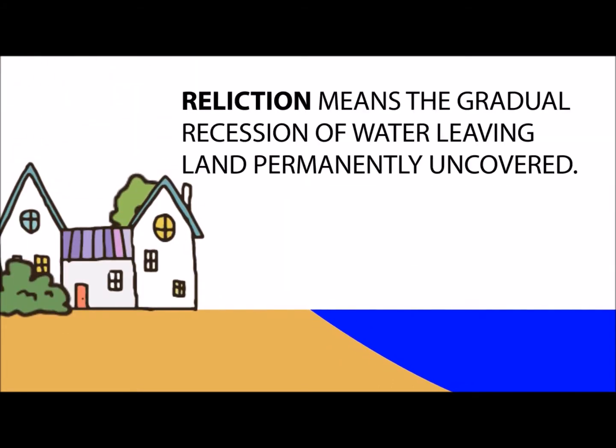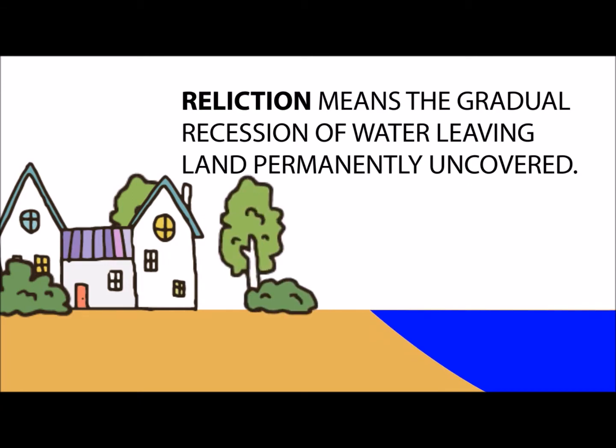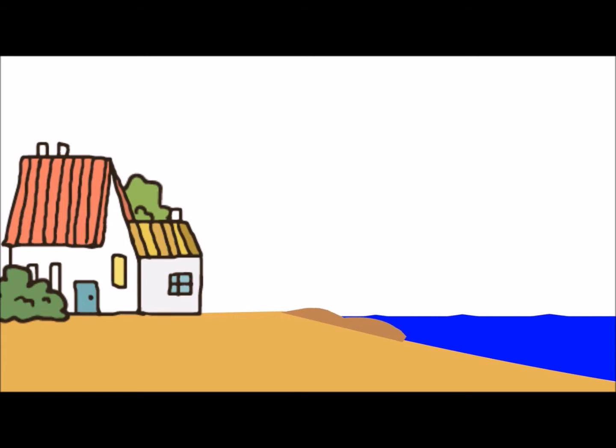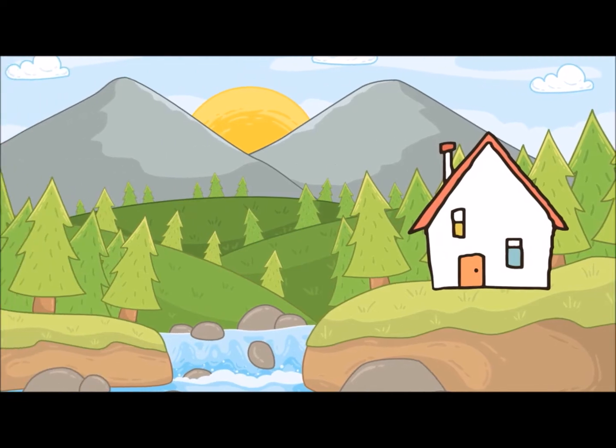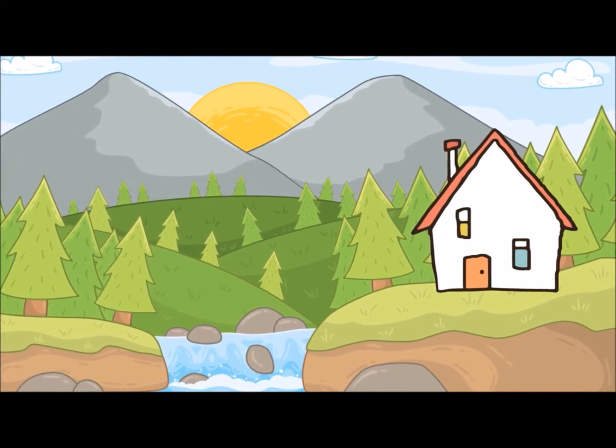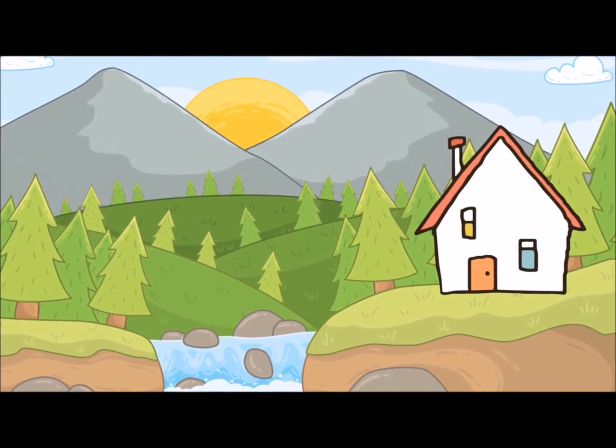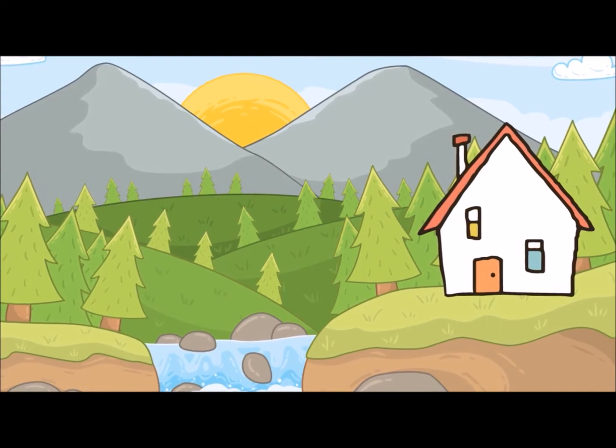Reliction means the gradual recession of water leaving the land permanently uncovered. Accretion means the gradual buildup of soil by water to land. This soil is called alluvion. Alluvion is the material that builds up. Riparian and littoral owners may experience the decrease in land by natural forces as well.